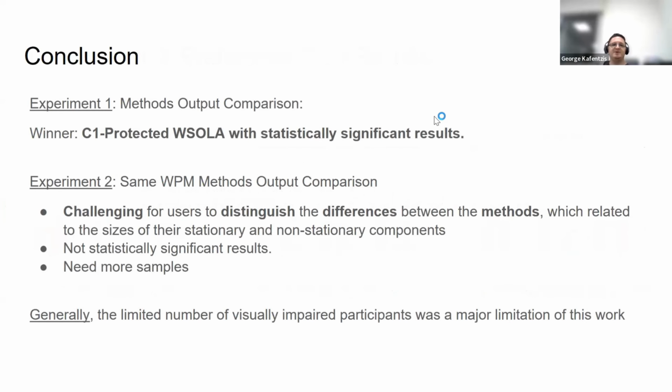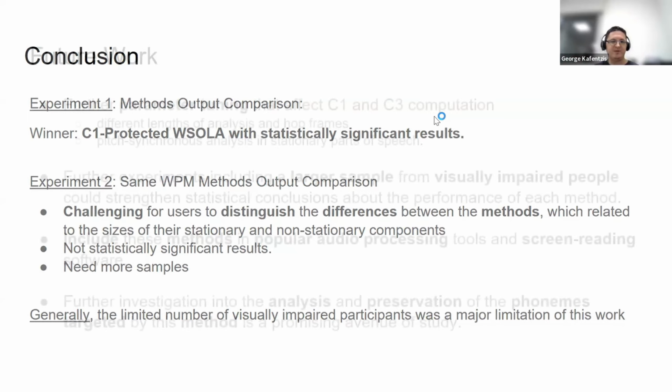So to conclude, we did two experiments, one using our methods on speech recordings, where we had a clear winner. C1 protection was the best with statistically significant results. In the second experiment, where we had the restriction of equal word per minute, everything was not clear. It was challenging for listeners to distinguish between the different methods. Probably we need to collect more samples, more listeners, visually impaired or not, to get a clearer image.